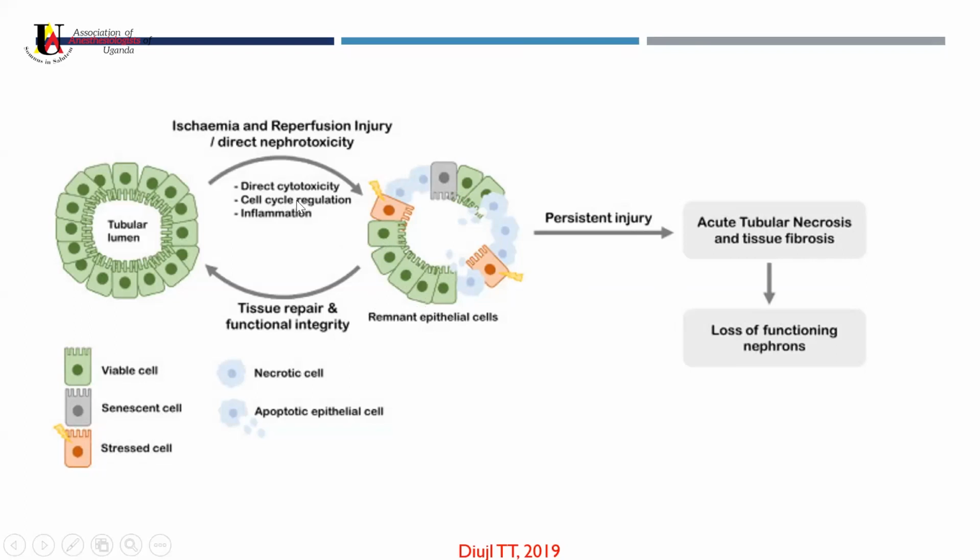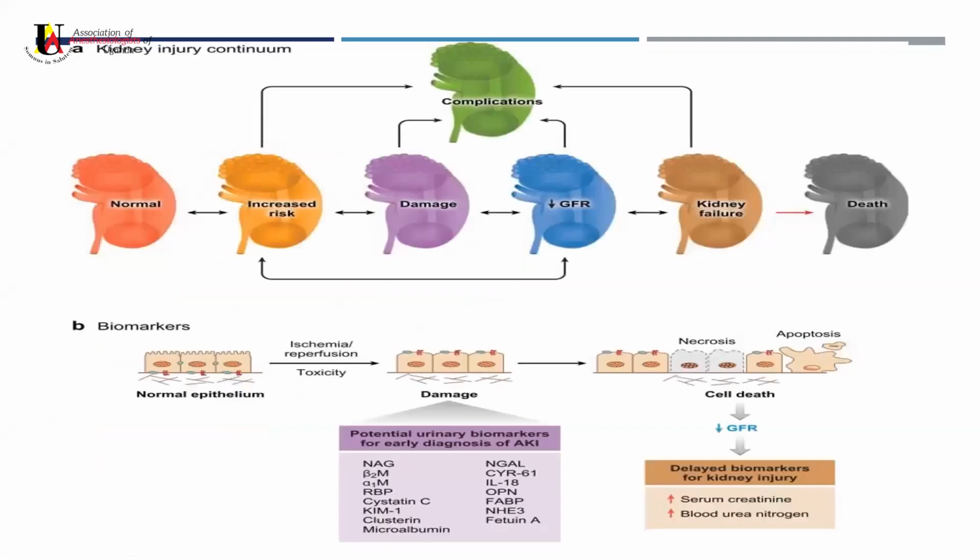you keep the injury around, if it's direct toxicity, if it's inflammation, you don't remove it, then you get persistent injury, which ultimately leads to acute tubular necrosis and tissue fibrosis, and then you lose functioning nephrons, which now leads to kidney injury. But if you remove the injury, then you are able to recover. And I think the previous speaker showed some good models of this. And this is basically where we are at.